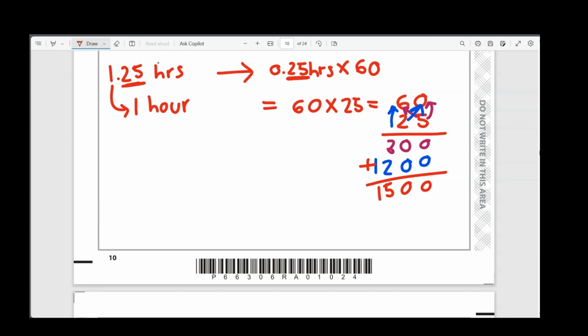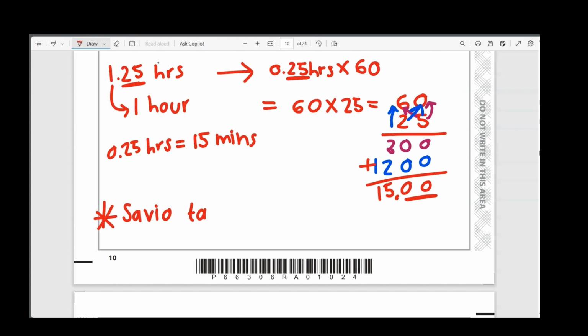And then 1. Okay, and then remember, we were multiplying with decimals. So I had 2 decimal places in my question, so I need 2 decimal places in my answer. So you always just start from the back and jump 2 spots. That means that this 0.25 hours is actually 15 minutes. Okay, so that is important for us. So it means Savio takes 1 hour and then 15 minutes to get to work.